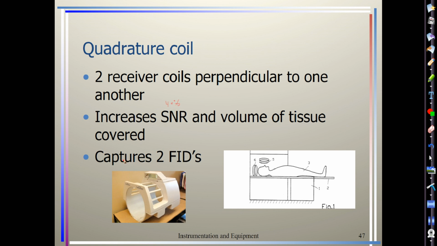And it increases by 40% because we're capturing two free induction decays. So this coil is receiving a free induction decay, which ultimately is signal. And this coil is also receiving a free induction decay. So with two coils designed to receive two free induction decays, we get an increase in signal by 40%. So most head coils are designed in this manner.